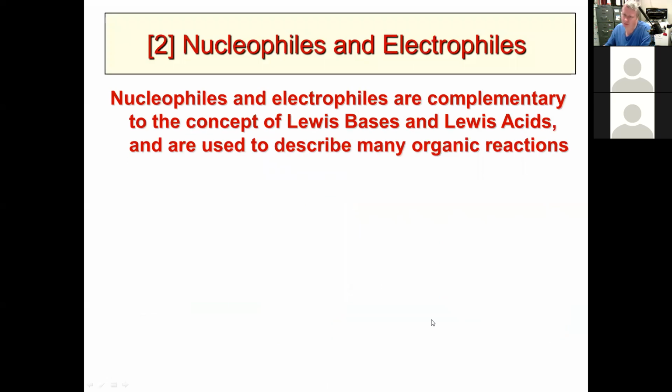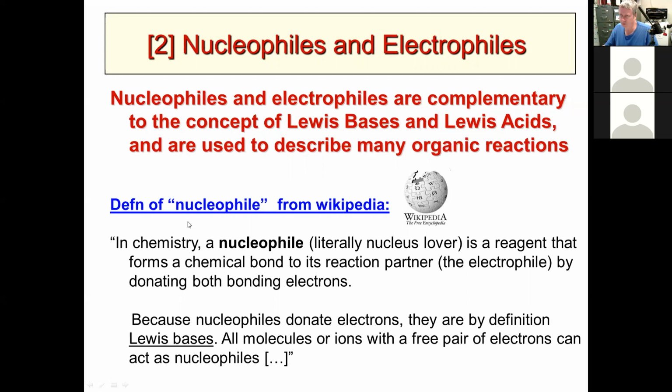Okay, so now we're moving into even more organic chemistry: nucleophiles and electrophiles. This is kind of like Lewis acids and bases. Nucleophiles and electrophiles are complementary to the concept of Lewis bases and acids, and are used to describe a gazillion chemical reactions all the way through organic too. So we've got to get really comfortable with nucleophiles and electrophiles. Even though we're not going to see them extensively until a couple chapters from now, I'll show an example now. And actually, the Wikipedia definition of nucleophile is really good, so we're going to use that.